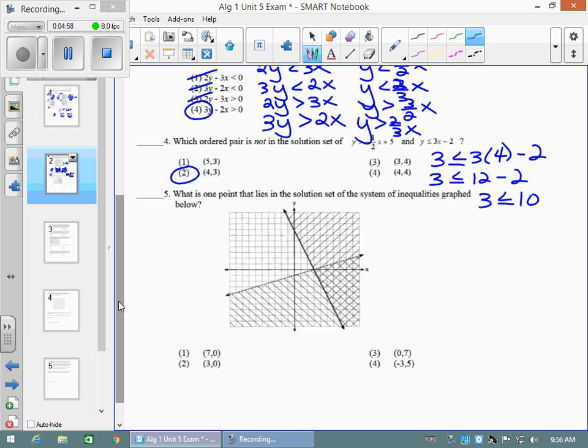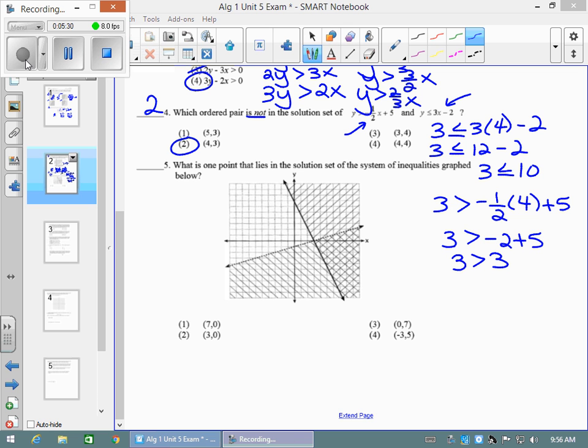It's when I plug it into the first inequality, is 3 greater than negative 1/2 x, which is 4, plus 5. I get 3 is greater than negative 2 plus 5, which gives me an inequality of 3 being greater than 3, and that's not true. 3 is equal to 3, but it's not greater than it. So even though (4, 3) checked in the second inequality, it did not check in the first inequality, so it's not in the solution set of the system.